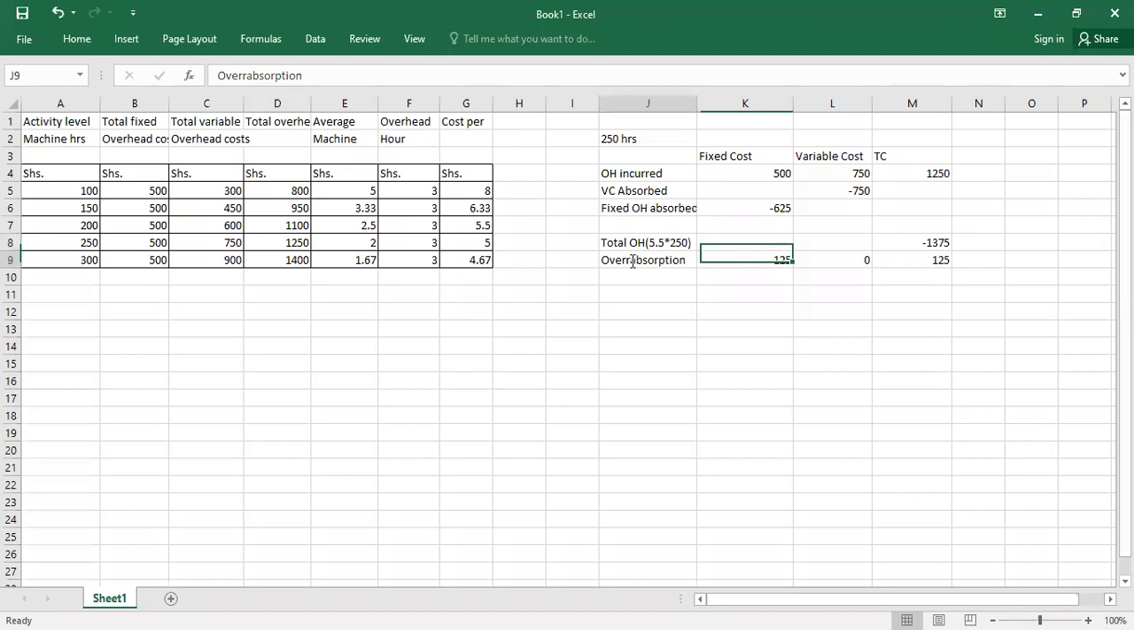We normally do absorption costing based on a budget. And because a budget is a rough estimate, budgets are not standard cost.